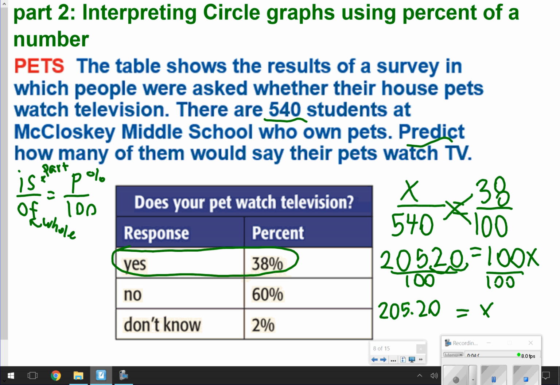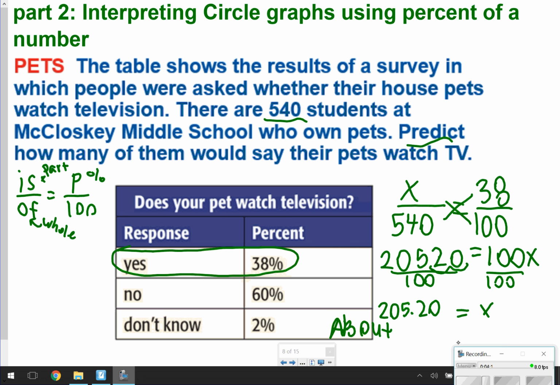205.20. Now, we all know we can't have 205.20 people, so what you would need to do is just round. I would say round up, just because you've got some leftover amount. So for this answer, we're going to say about 206 people. Just because that .20 is kind of a remainder, so we want to make sure that we include everybody. And since it's saying we're predicting, that means we're not maybe spot on, we're just trying to make an estimate here.